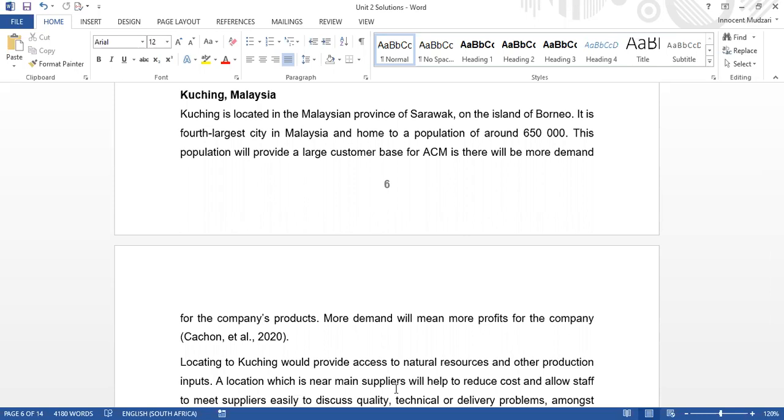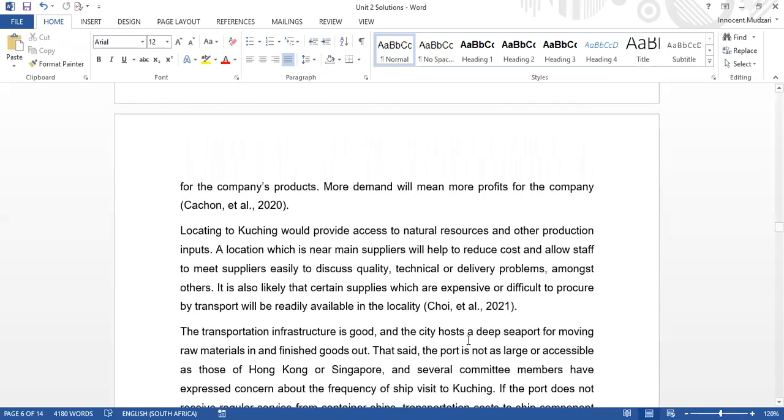Right? Another thing, Kuching will provide access to natural resources and other production inputs, as has been mentioned in the case study. So a location which is near main suppliers will help reduce cost and allow staff to meet suppliers easily to discuss quality, technical, and delivery problems, amongst other things.